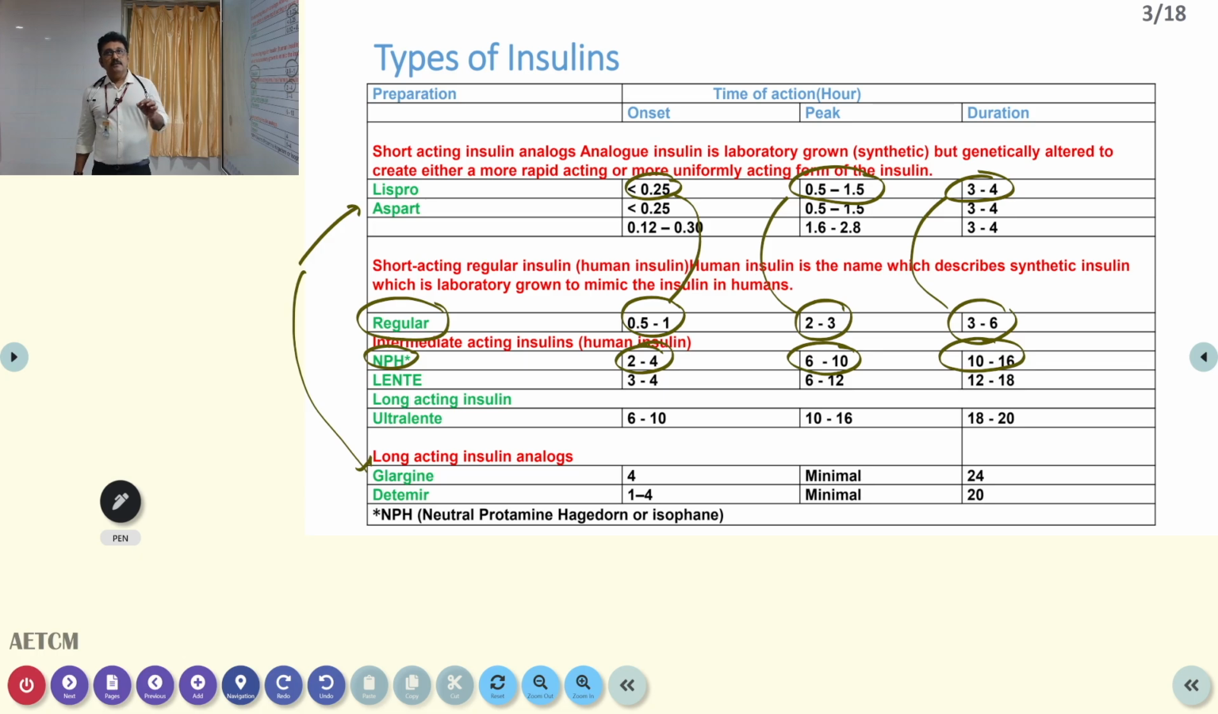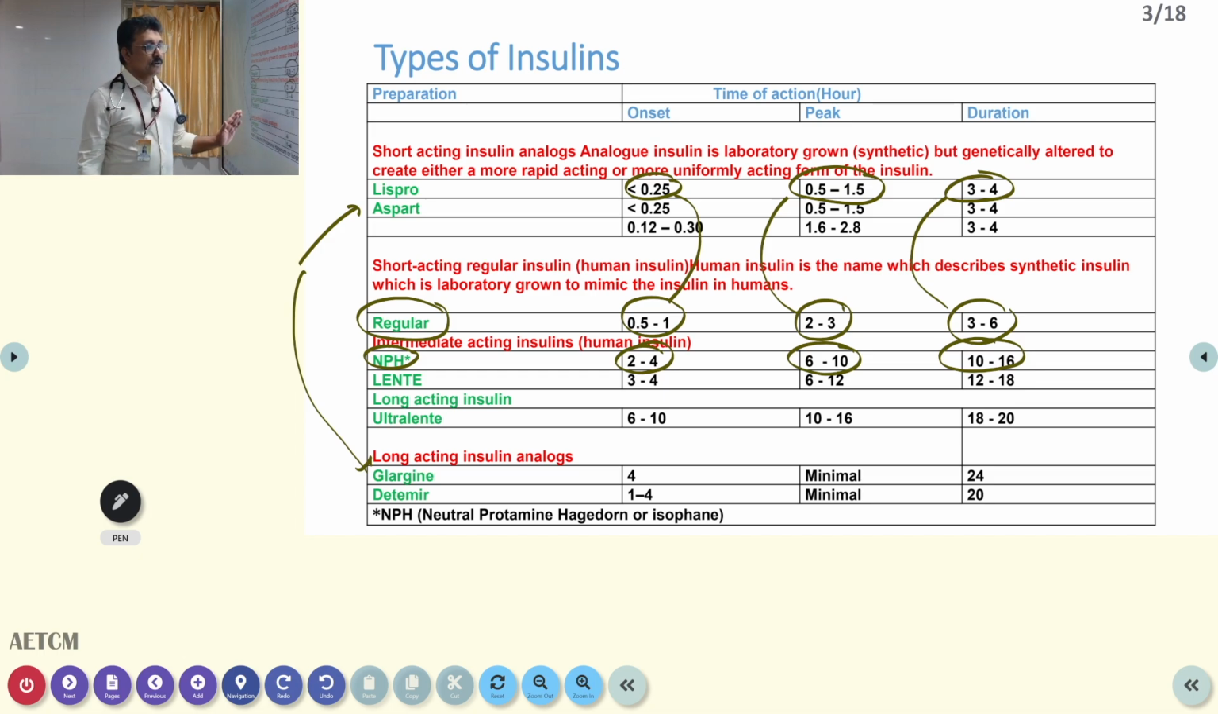The advantage is that the patient can avoid hypoglycemia because he is taking insulin just before the food, and the action is only for 3 to 4 hours. There is no prolonged action, so there also you can avoid hypoglycemia. If the patient is fully aware of the insulin and its durations, he can avoid hypoglycemia. He takes insulin, he takes food, and within 3 to 4 hours the action completely wears off. So that is the advantage of short-acting analog insulin.